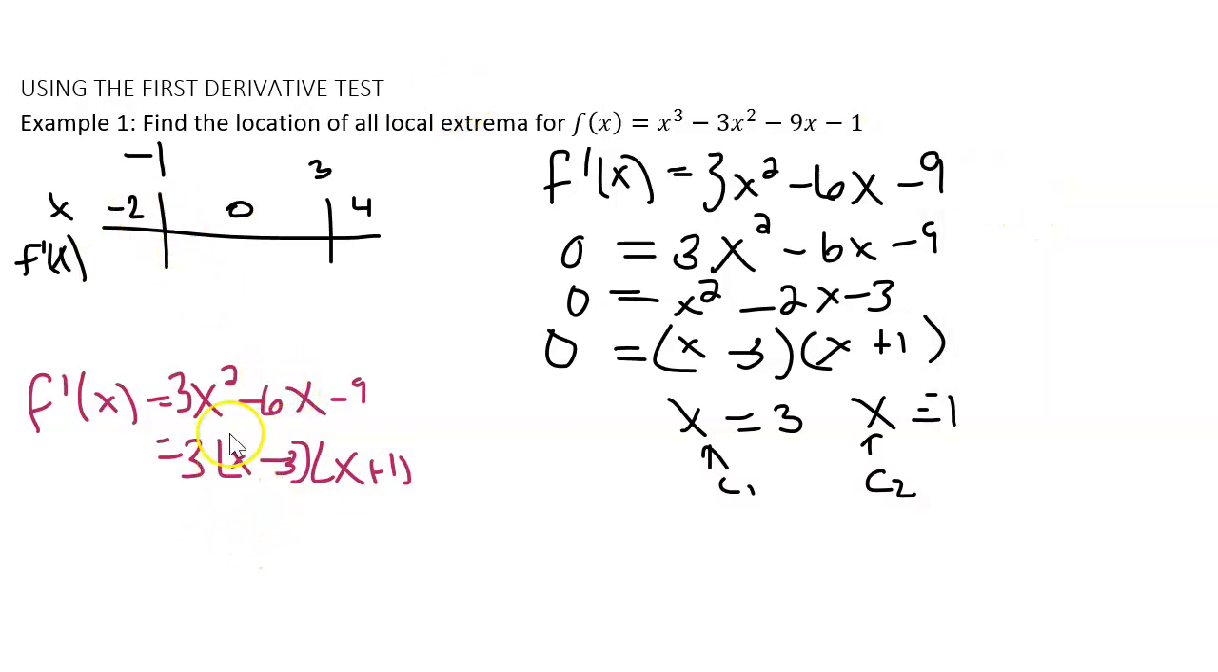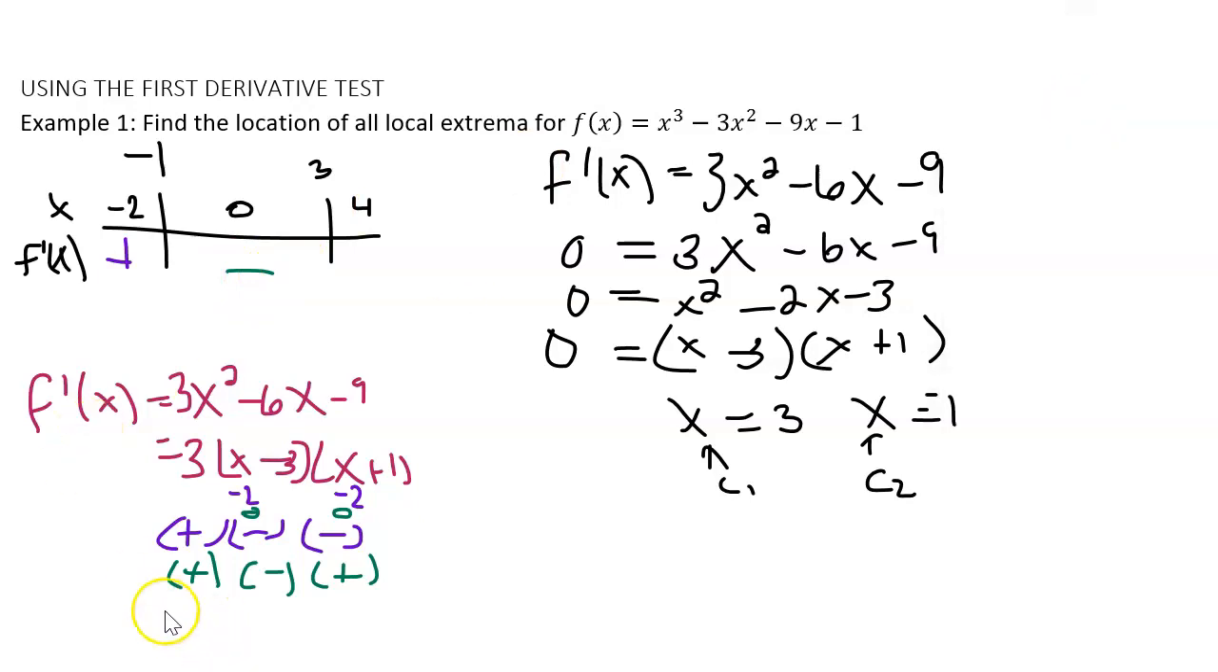I'm going to plug in our first test value, which is -2. If I put a -2 here and a -2 here, then I'm getting a +3 times a -5 times a -1, and that's going to give me an overall positive result. Then I go to check the number 0. I plug in a 0 here and here, and that's going to give me a +3 times a -3 times a +1, which is going to give me an overall negative result.